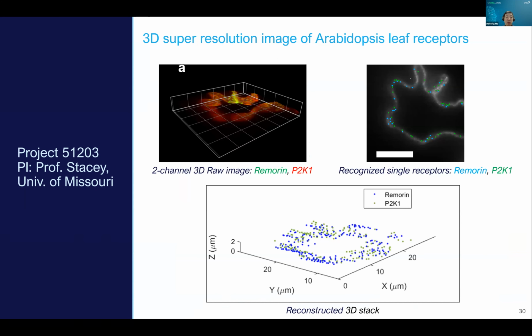So now we can do single molecule imaging to track those receptors. So this is an illustration. The left upper image is a 3D raw data image, and the right-hand side is those tracked single molecule receptors. Then from there, we can calculate the distance. The analysis is still ongoing.